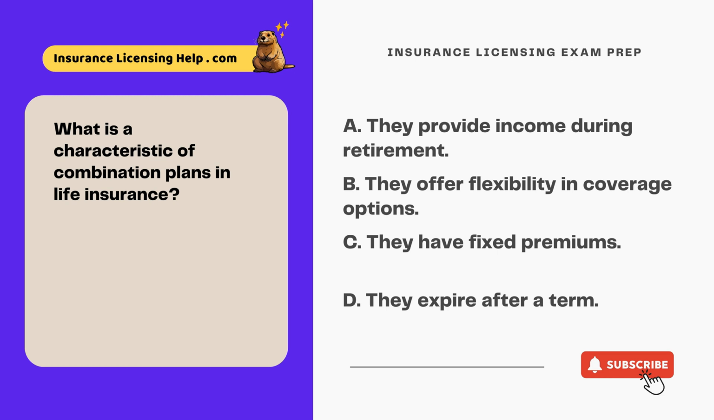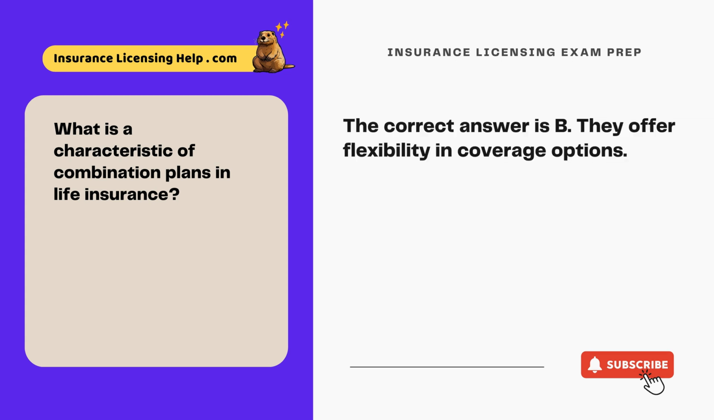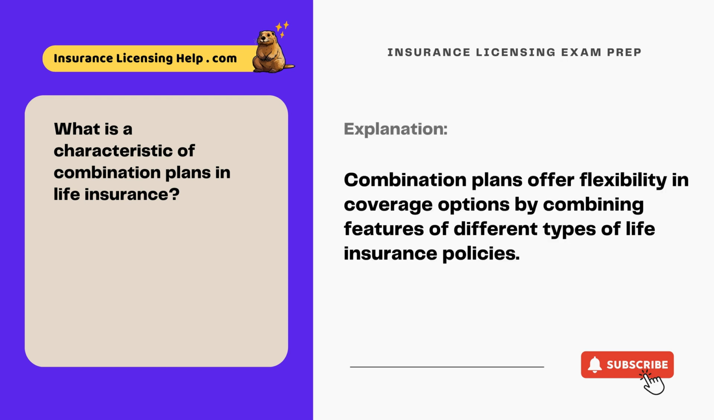A. They provide income during retirement. B. They offer flexibility in coverage options. C. They have fixed premiums. D. They expire after a term. The correct answer is B. They offer flexibility in coverage options. Combination plans offer flexibility in coverage options by combining features of different types of life insurance policies.